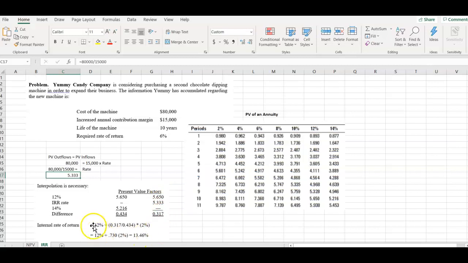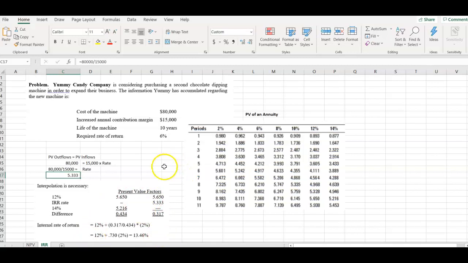So we'll take 12% plus this ratio of 0.317 divided by 0.434 times the 2% spread, and that would give us 0.730 times 2%, because we're about 73% of the way through there, and our internal rate of return would be 13.46%. Okay, we'll talk more about this later.